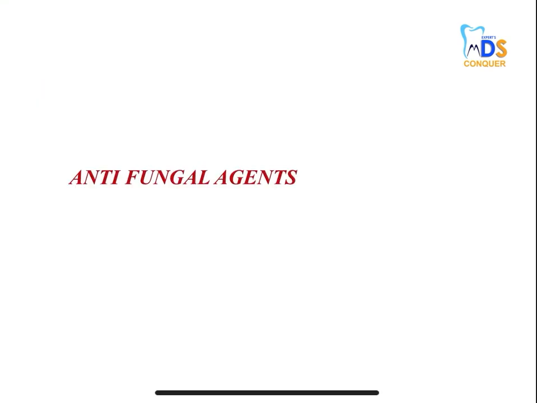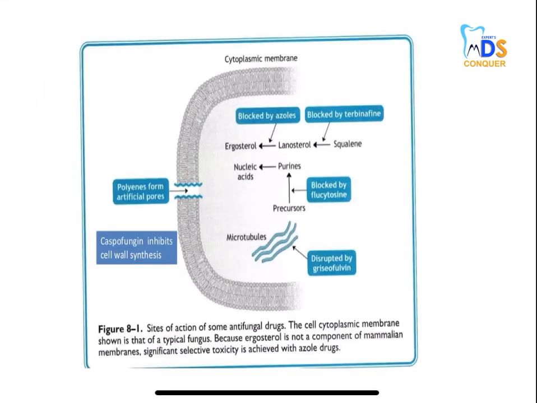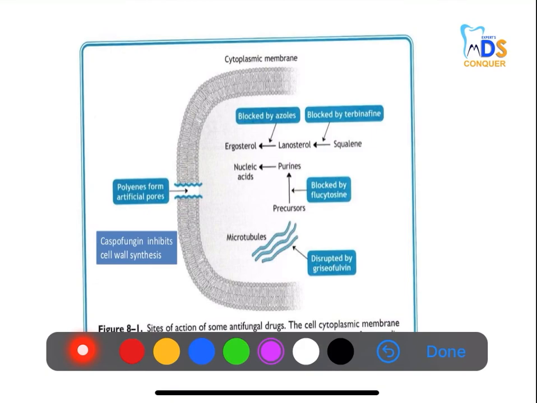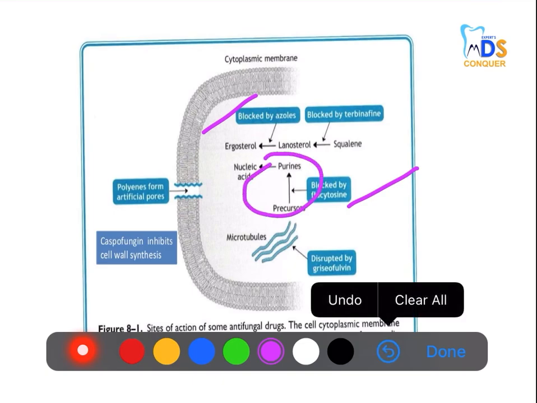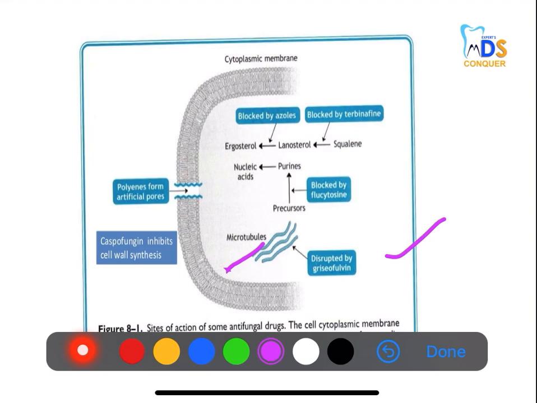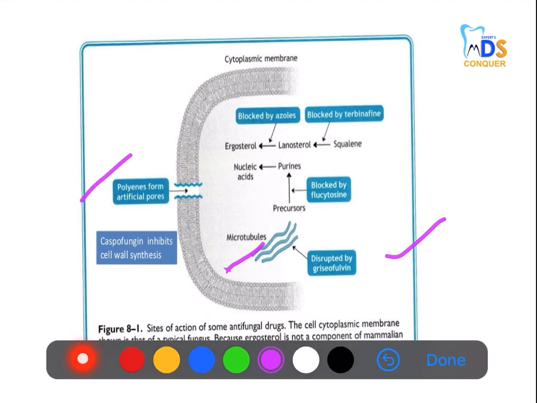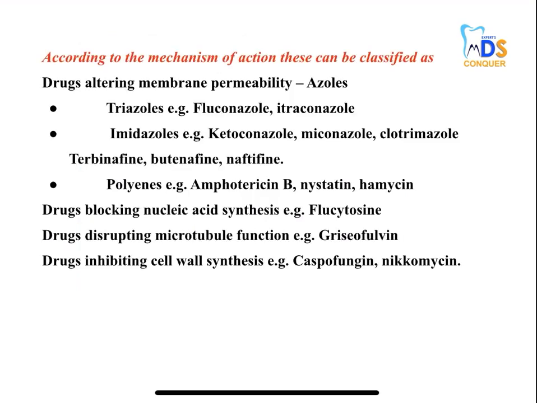Antifungals. This picture clearly shows the drugs and where exactly they act, like where the azoles cause blockage. This reaction is blocked by flucytosine. The microtubules are disrupted by griseofulvin, and polyenes form artificial pores. All this is clearly given in this picture. This is based on the mechanism of action, so just have a look.